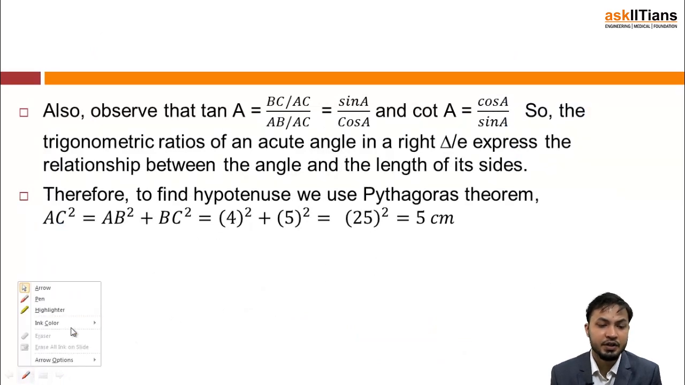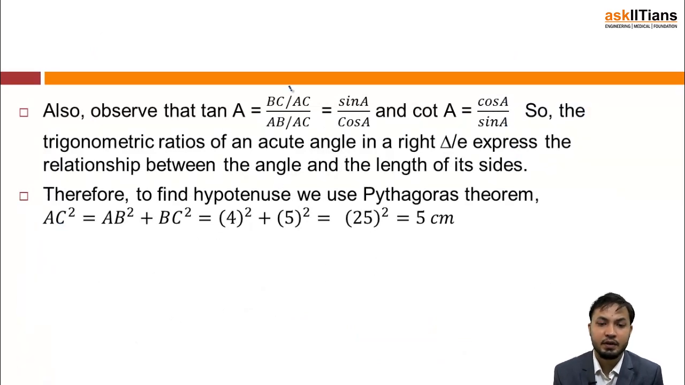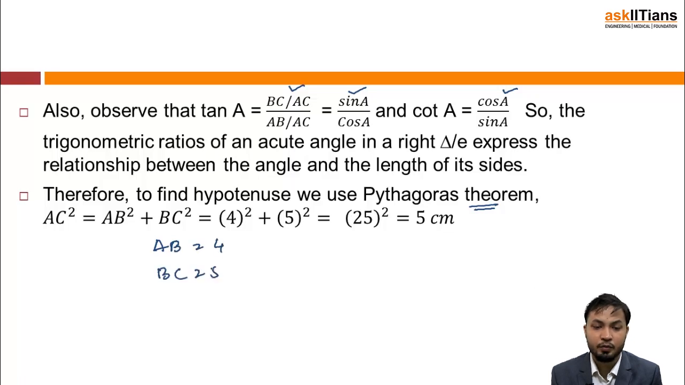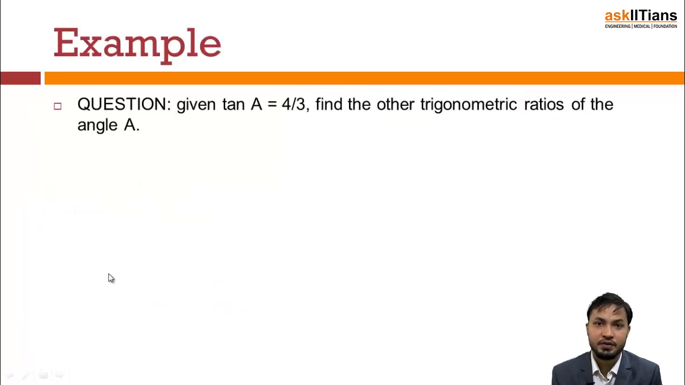See the description that I have already given, it is shown over here. Now to find the hypotenuse, we use Pythagoras theorem. So let's say there is some side AB given to be 4 and BC given to be 5, we know that AC will be some value. Alright, let's look into a question based on the things that we have studied.